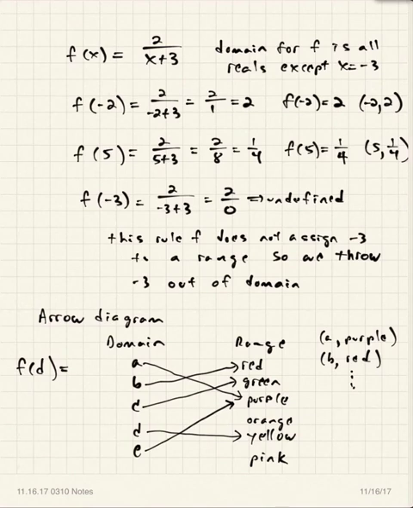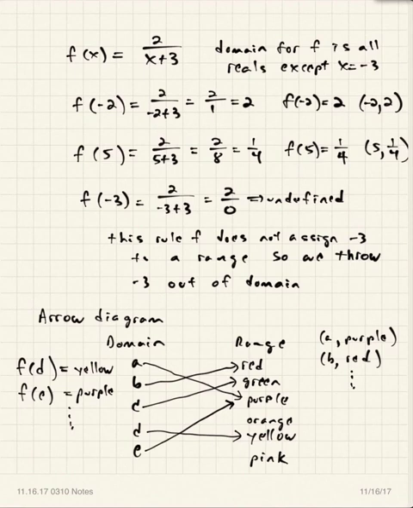Yellow. F of D would be equal to yellow. All right, D is the domain, and based on this arrow diagram, yellow would be the corresponding range. So f of D would be equal to yellow. F of E would be equal to purple, and so on. Right, and we have a function.